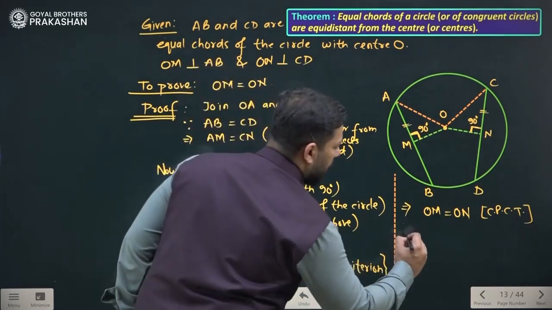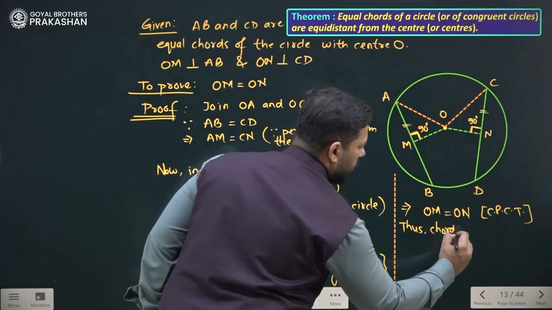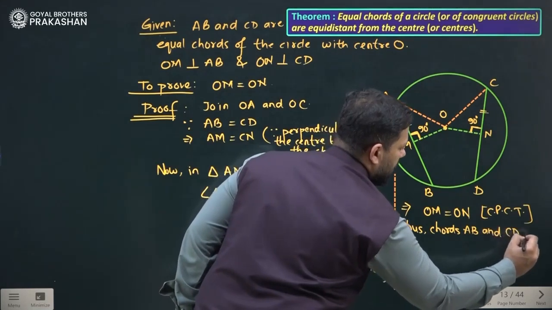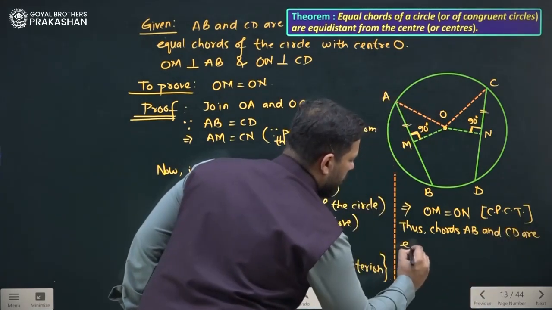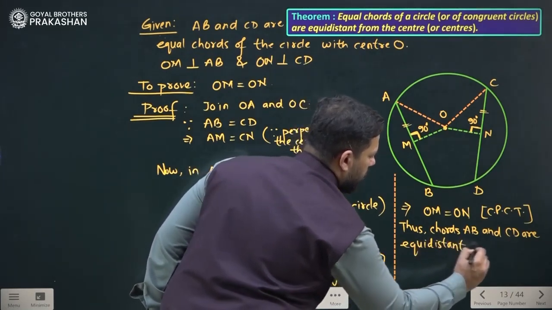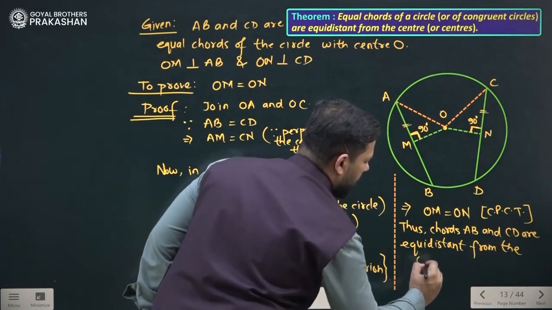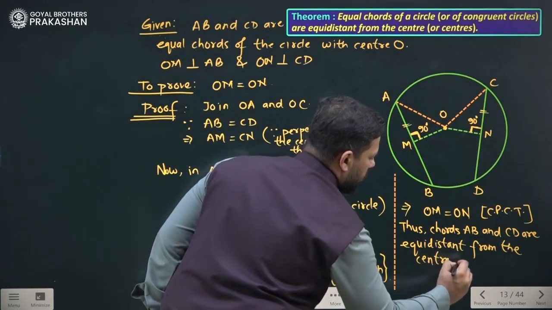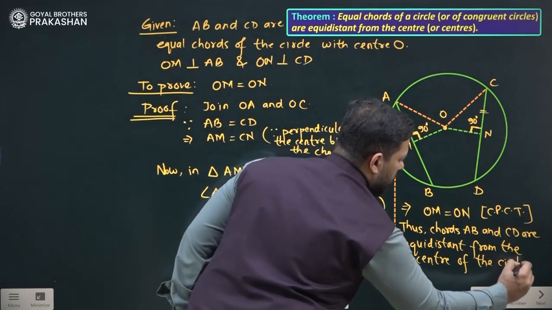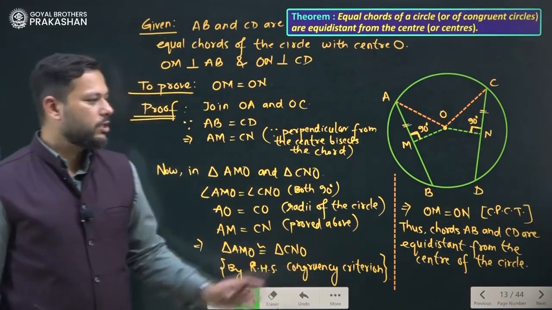So we can write thus, chords AB and CD are equidistant from the center of the circle. So this is how we can prove this theorem. Please note it down for your reference.